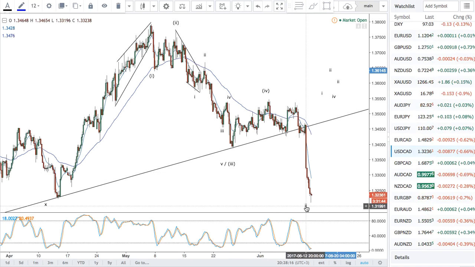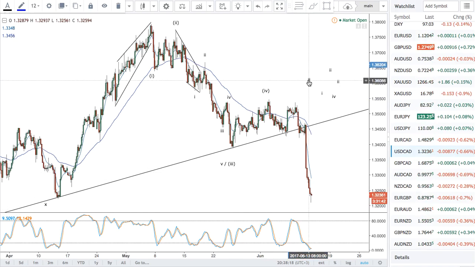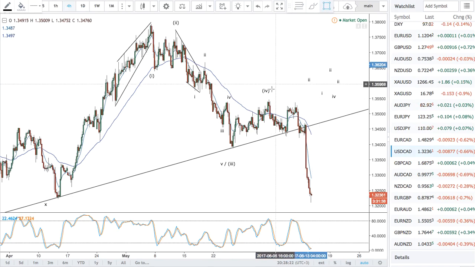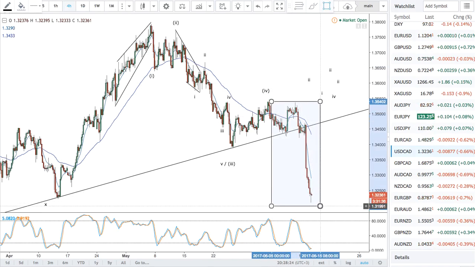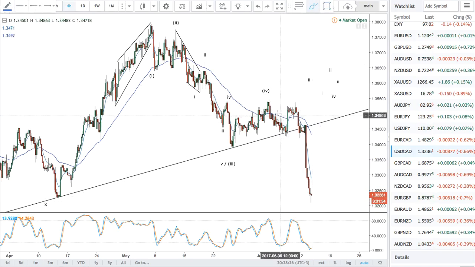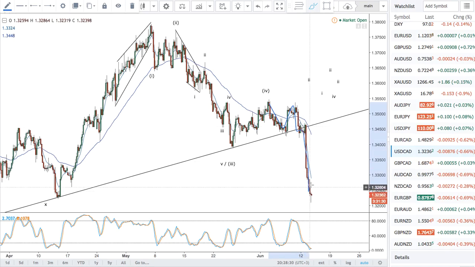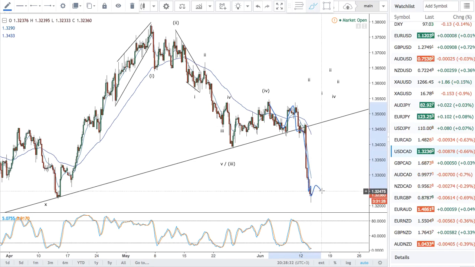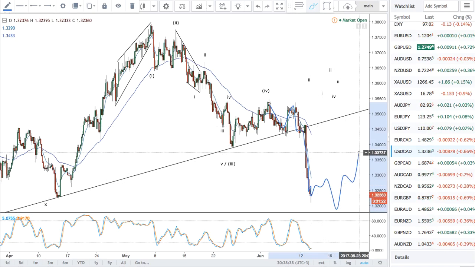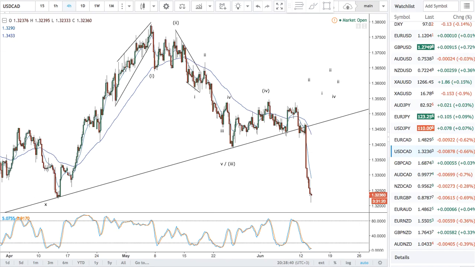So starting with this count, this is the one I've been running mainly. Now it implies that this current swing here is in wave 5 overall. So I can run this as wave 1, wave 2, 1, 2, 3, 4, 5 for wave 3. Now we have a wave 4 and one more low, probably into the 1.31s for wave 5, and then a bigger bounce. So if that's correct, that would put wave 5 down here.